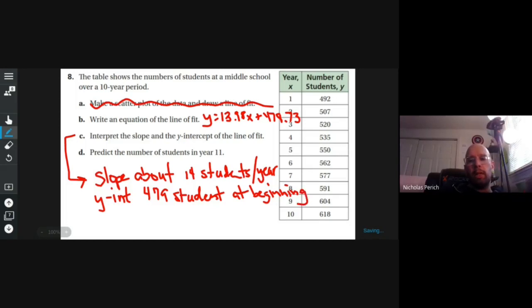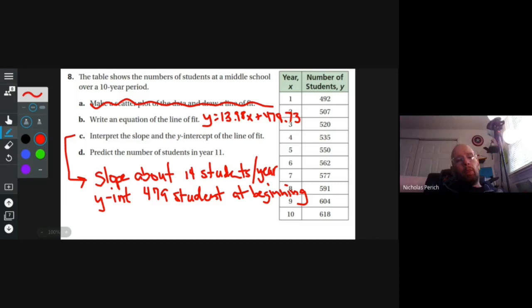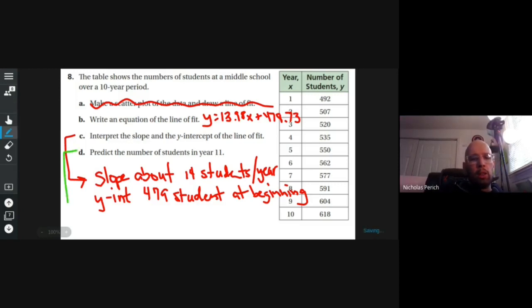Sorry, Mr. Table again. D is asking us to predict the number of students in year 11. So I can either look at the chart and make an estimate, or I'm going to use the equation that I came up with right here. I'm going to use y equals 13.98 times 11 plus 478.73.